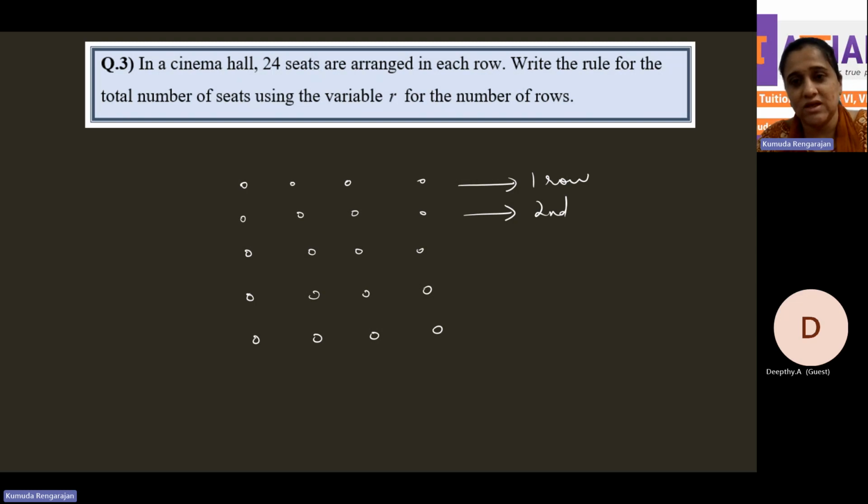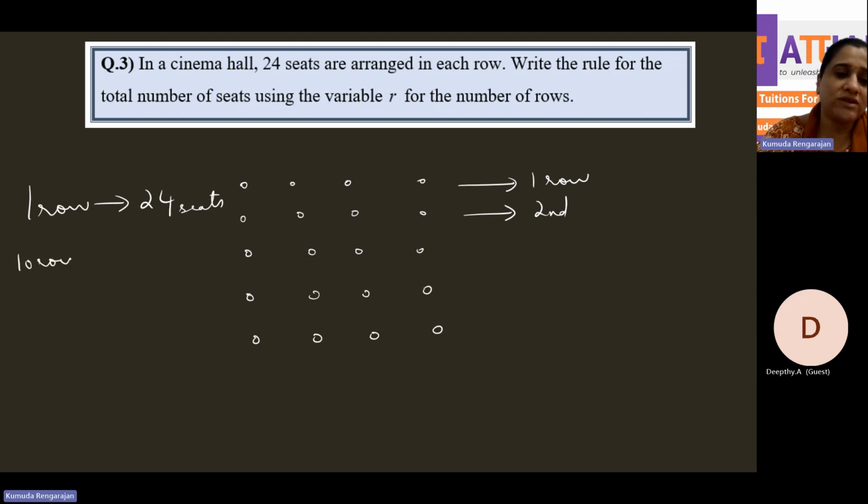One row, 24 seats. Write a rule for the total number of seats using the variable r for the number of rows. You don't know how many rows are there. See, what do you know? One row has 24 seats. Supposing you know that in this cinema hall there are 10 rows, then how many seats? 24 into 10, 240 seats.